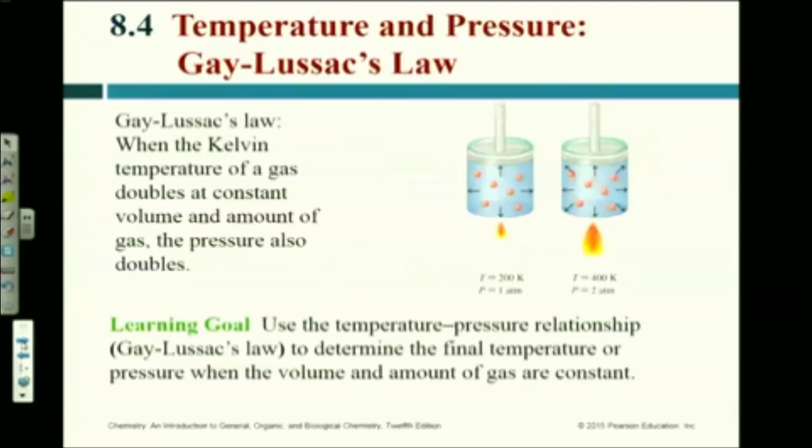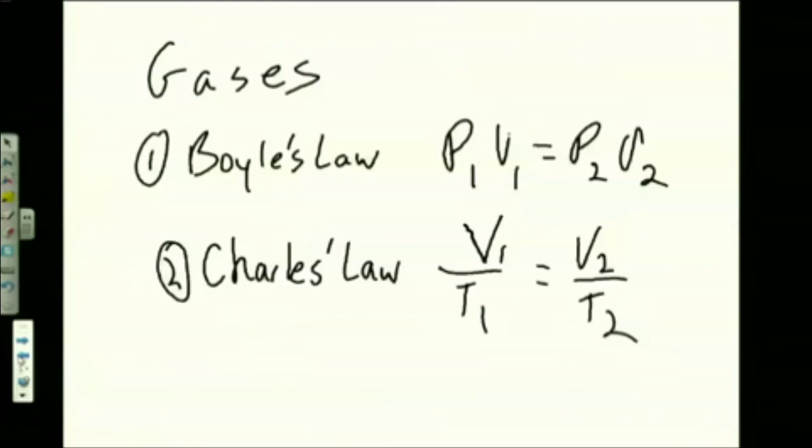So, we have a new law. This is a French guy, so this is not gay anything. This is Guy. Okay? This is Guy Lussac. And his law relates pressure and temperature. And they are directly related. So if we look back, and here's Charles's law, they're directly related. As one goes up, the other one goes up.